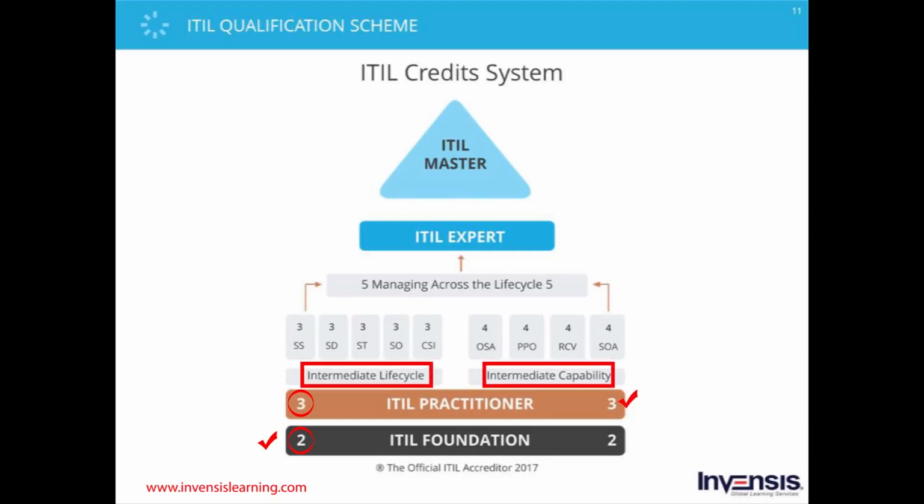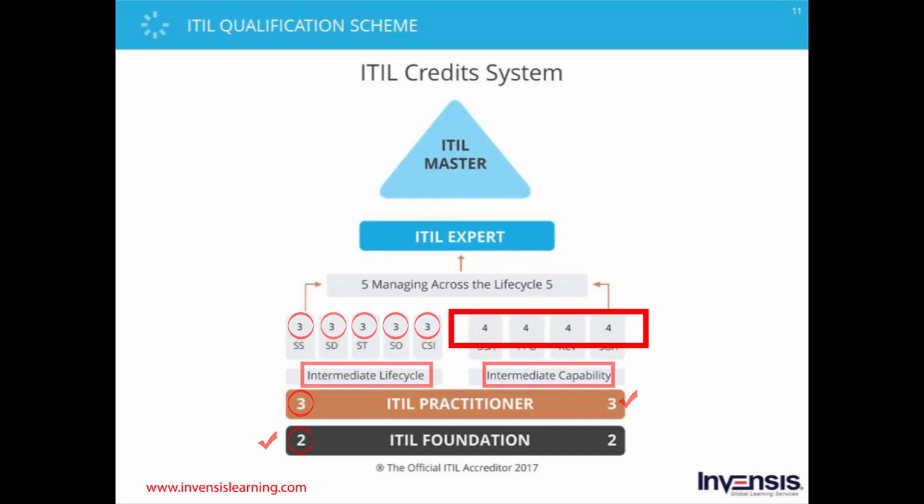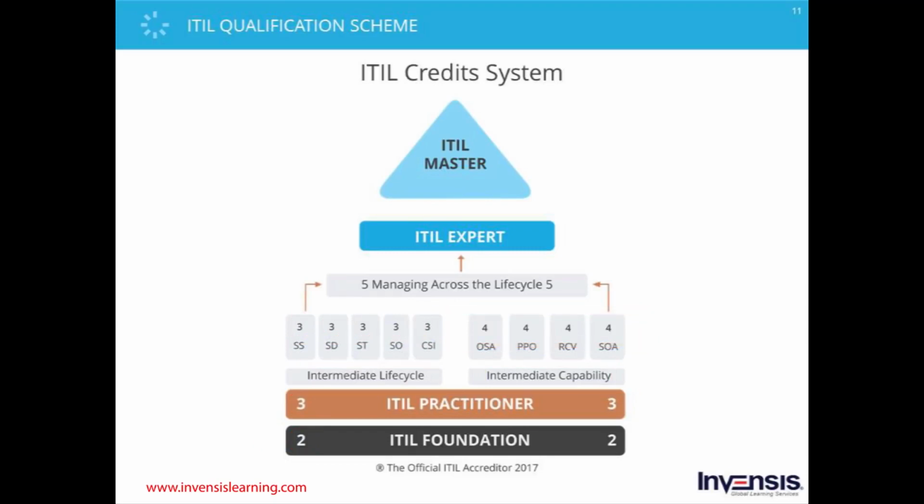Some people will do just 1 box. Basically, these boxes are service strategy, design, transition, operation, service improvement. So some people prefer to do all 5 of them, or some people like to do the right side ones: OSA, PPO, RCV, SOA. I'm going to explain that.